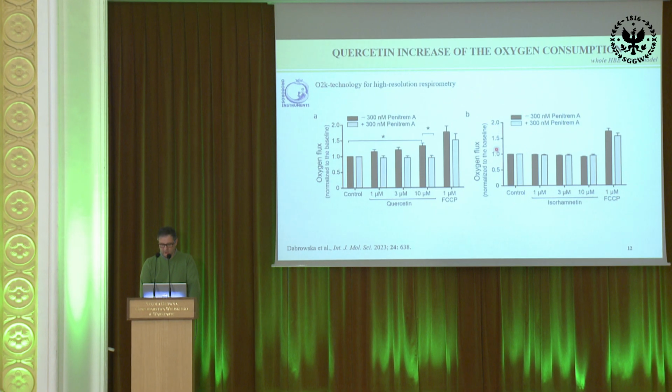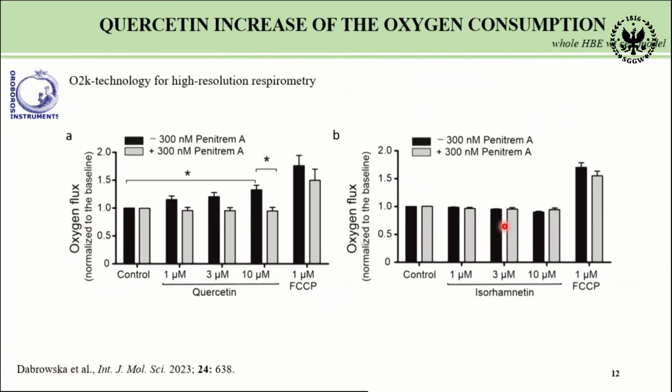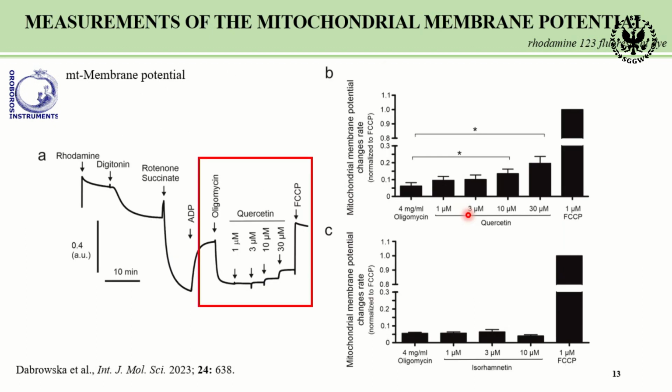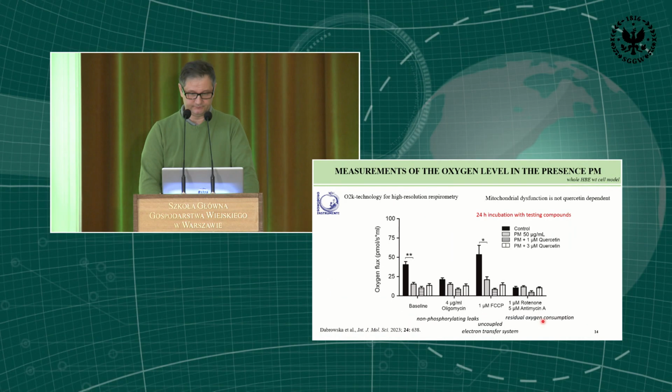As you see here, the particulate matter with isomethylene and isomethylene alone cannot change the oxygen flux in our wild-type HBA models. Also, we measure membrane potential, and after application of different concentrations of quercetin, we see the depolarization of the membrane. This means that opening of the channels can depolarize the mitochondria. This effect was not observed in the presence of isomethylene.